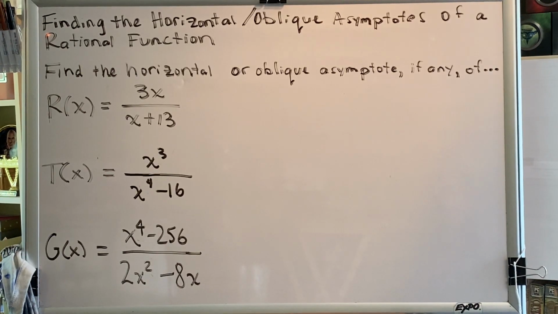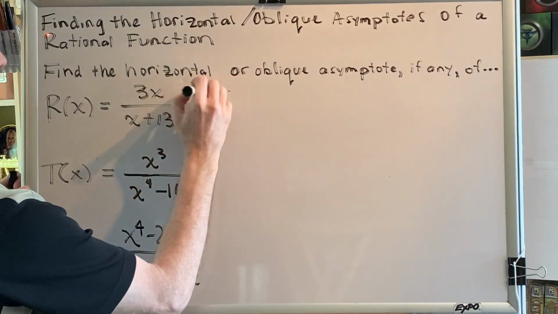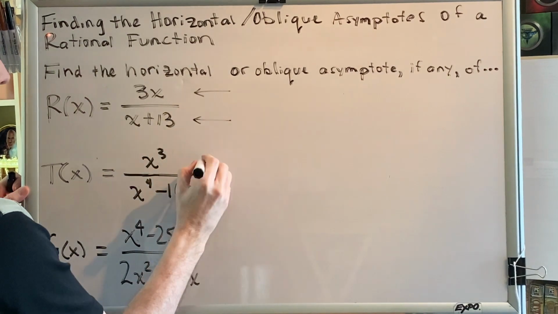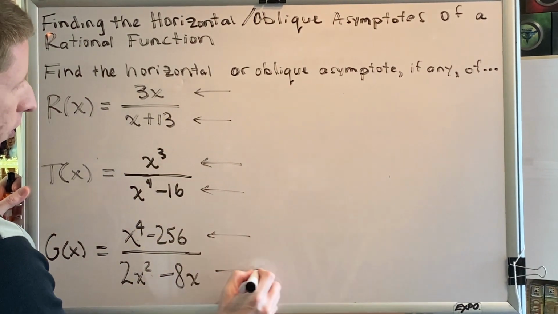The topic of this video is finding the horizontal or oblique asymptote of a rational function. We actually have three problems for this video. The instructions say, find the horizontal or oblique asymptote, if any, of, and we have three functions here. Alright, so we notice that for each function, it is a rational function, which means it has a numerator and denominator that are both polynomials.